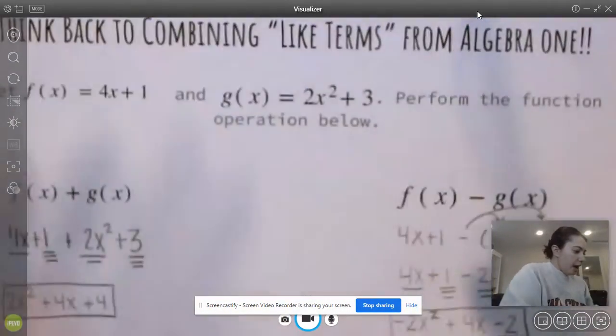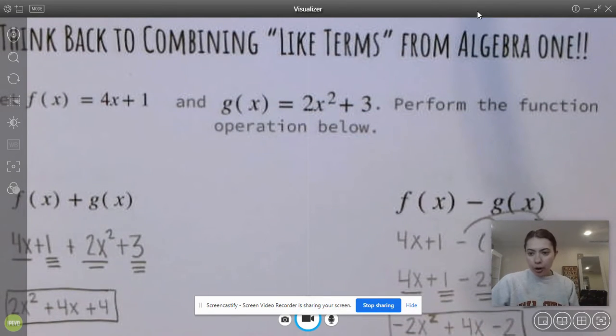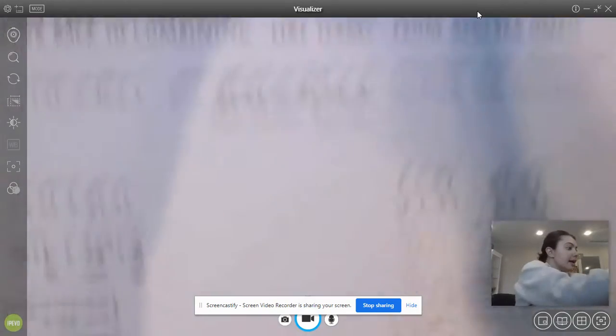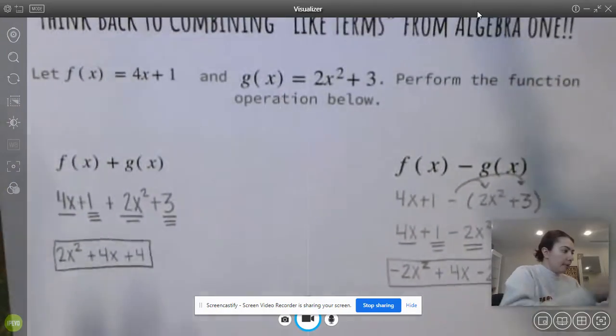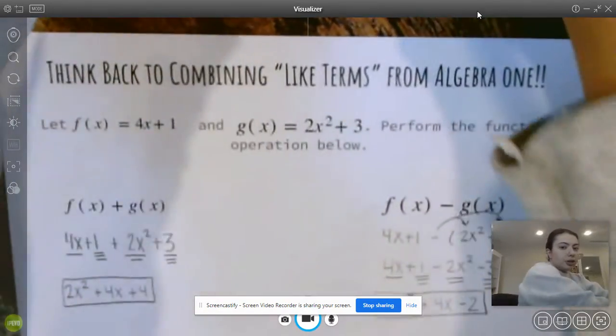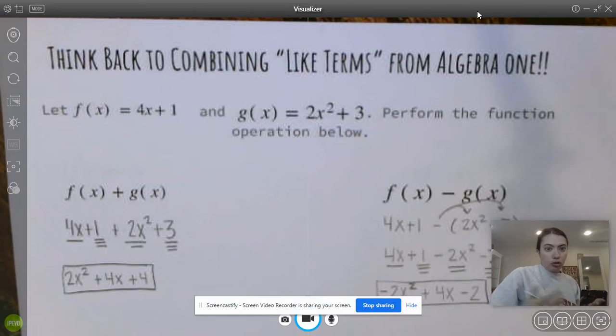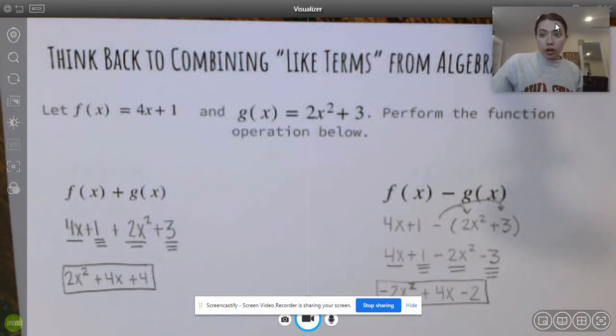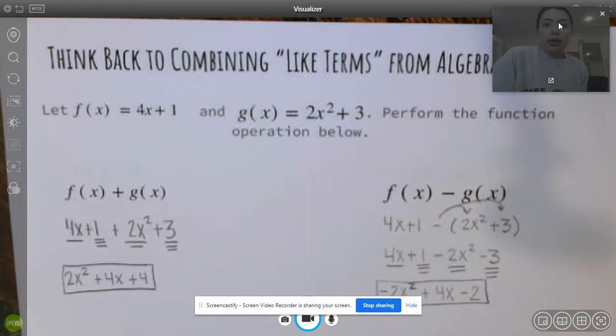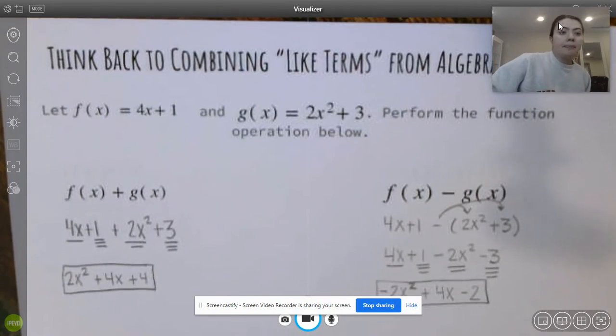Miss Shaw here. And today we're introducing some operations: adding, subtracting, multiplying and dividing of different functions. Now, if we take a look at this first slide, it's actually just a review of some Algebra 1 topics. When we add and subtract, really what we're doing is just combining like terms.